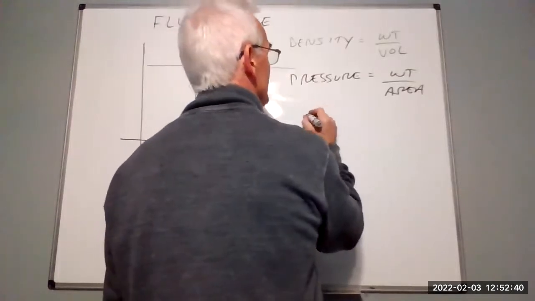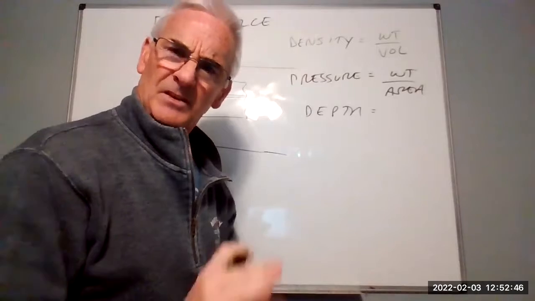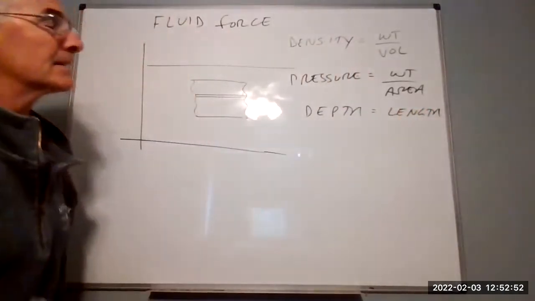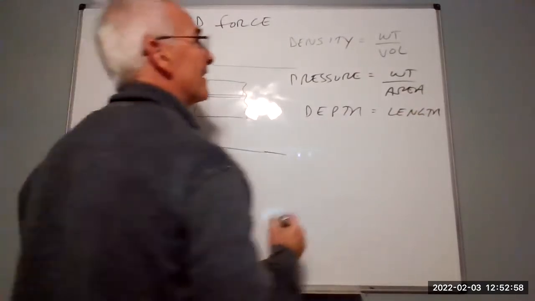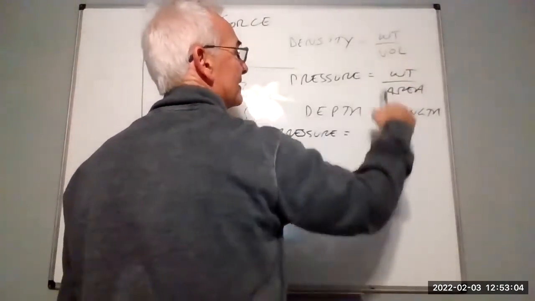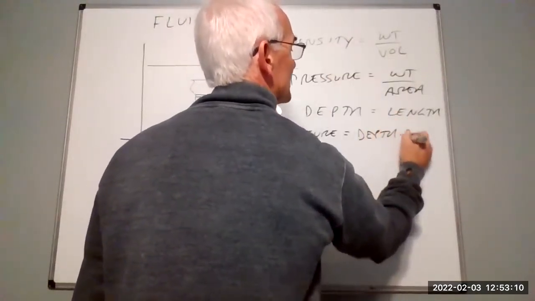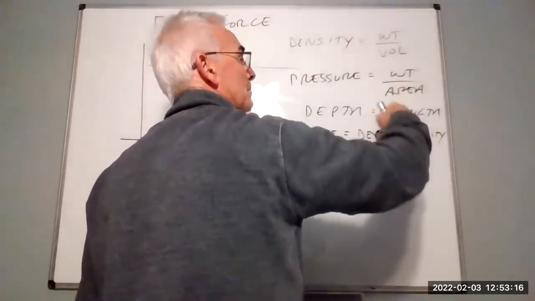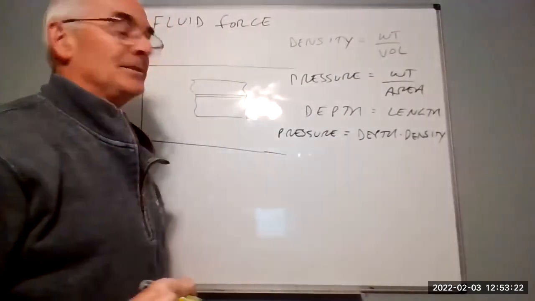Now, what is the unit of depth? Depth is just length, isn't it? It's a length unit. So what's the connection between these three things? What does pressure equal? Pressure equals depth times density. You can see that from the units. If I take weight per volume and I multiply it by length, I will now get weight per area, right?